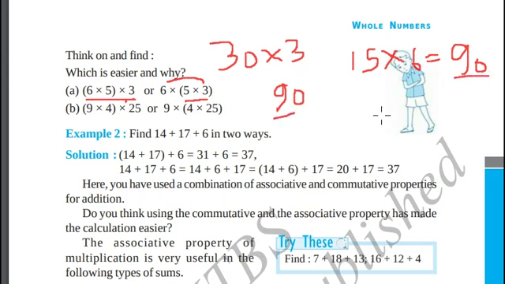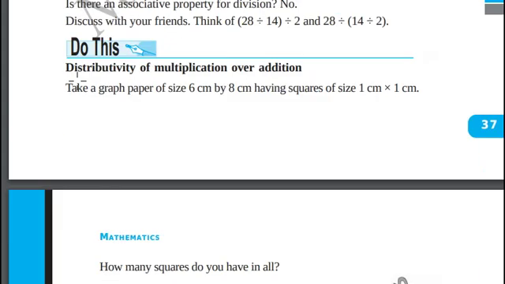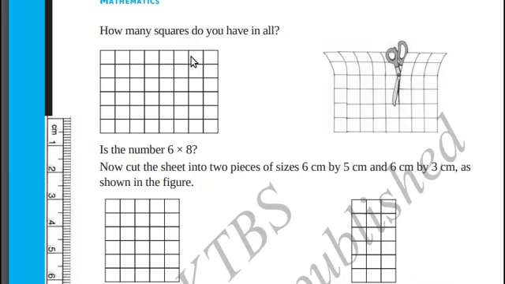Both are same. Multiplication satisfies associativity property. Now let us see distributivity of multiplication over addition. How many squares do you have in all? We have 6 rows and 8 columns. 6 times 8 is equal to 48. We have 48 small squares here.